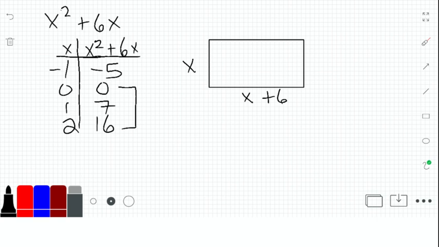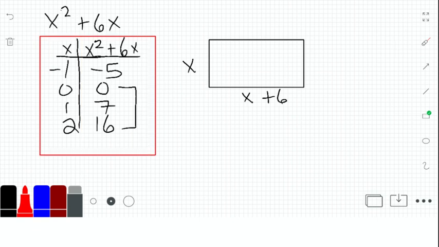So what I've done here is I've just shown on the left side, in a rectangle, what happens if you take that expression and plug in various values for x. If you plug in -1, you square -1 and add 6 times -1, you get -5. If you plug in 0, you get 0. If you plug in 1, you get 7. If you plug in 2, you get 16. Two of those values are perfect squares, but two of them are not. So in general, we cannot say that x squared plus 6x always represents squared values.